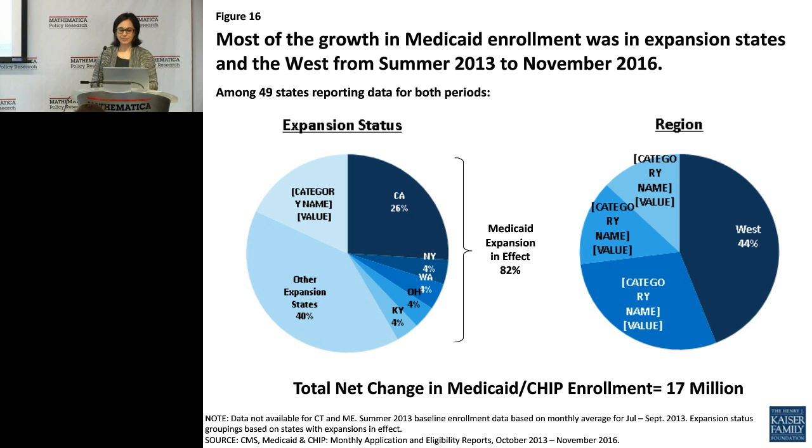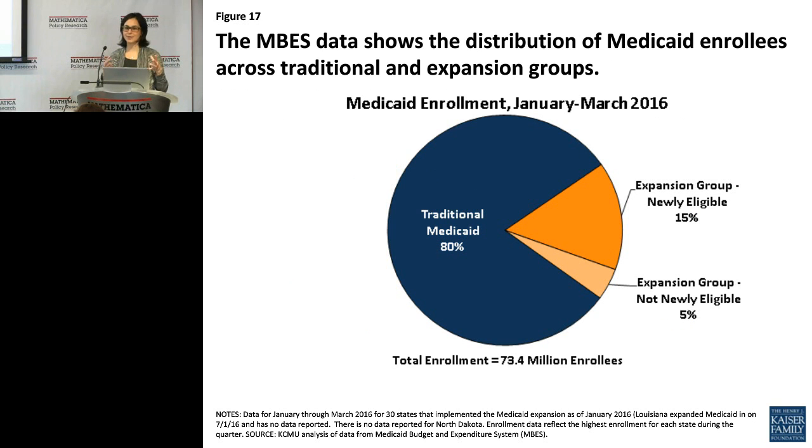We are now able to look at the MBES data to show how the expansion fits into overall Medicaid enrollment. So there are about 73 million people enrolled in the program. And again, I think this is a point: there's a lot of focus on the ACA. And I like this slide because it shows the distribution of the new or Group 8 people compared to individuals who are covered by the traditional Medicaid program, which is still 8 in 10 of Medicaid enrollees.